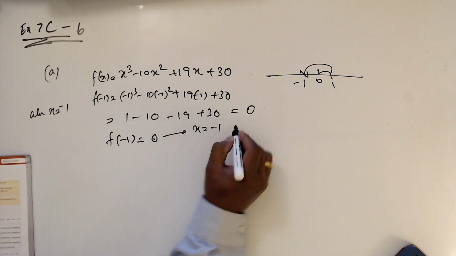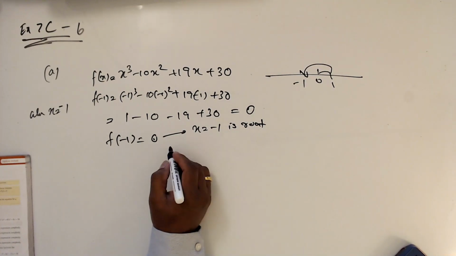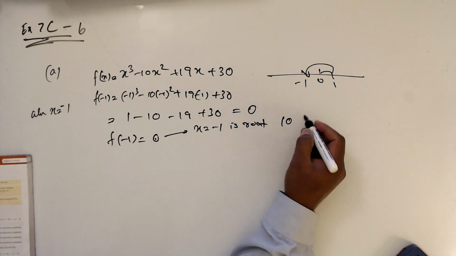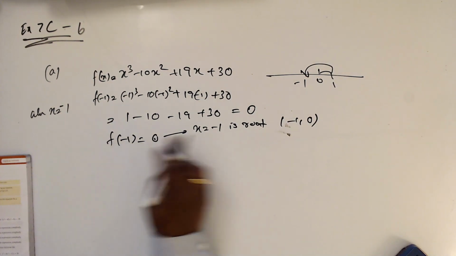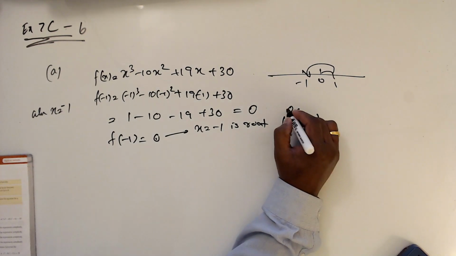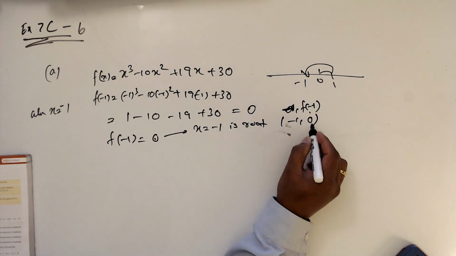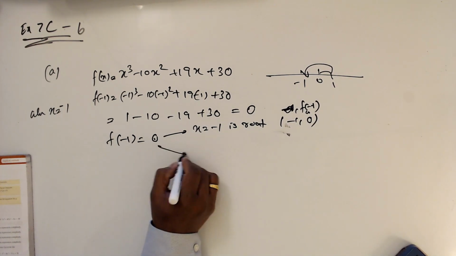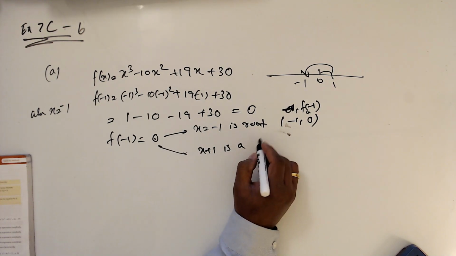x equals minus 1 is a root, and the coordinate of the root is minus 1, 0, because if f(-1) is 0, this is 0, this is minus 1, and this is f(-1). So f(-1) is 0, and x plus 1 is a factor.